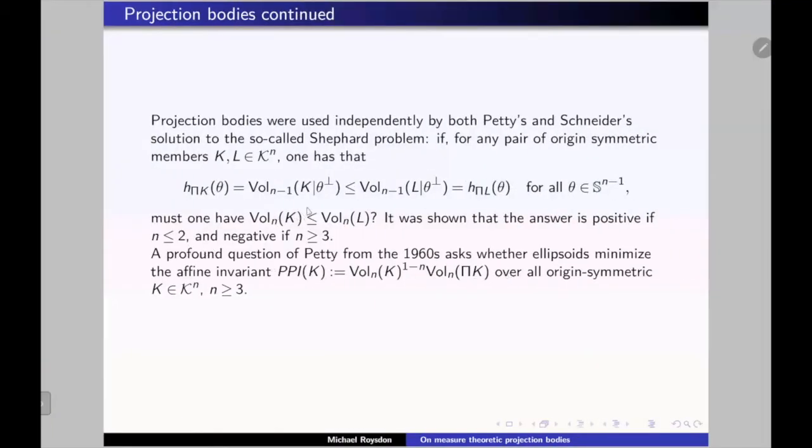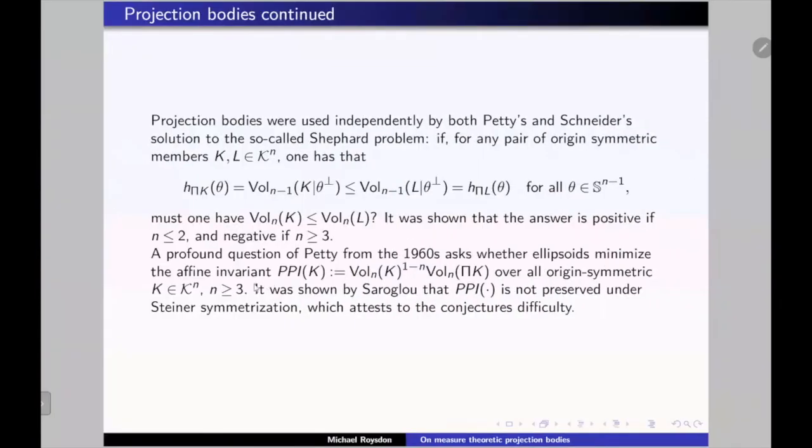And also connected to the projection body is this question of Petty, which asks whether ellipsoids minimize the following affine invariant, the volume of K to the 1 minus n times the volume of the projection body, over all origin symmetric convex bodies in dimension n greater than or equal to 3. The answer is no in dimension 2, exactly because of the comment I told you before: the fact that all origin symmetric convex bodies in dimension 2 are projection bodies. Okay. This question, it's hard. I mean, it's very, very hard.